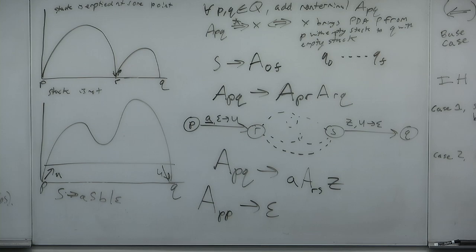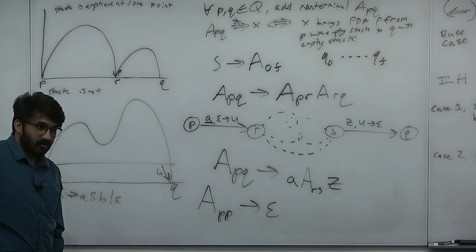More questions? Yes. Correct. I erased it, but yes, A and Z can be epsilon. More questions? Difficult proof. Hardest one in the class, I promise. Okay.